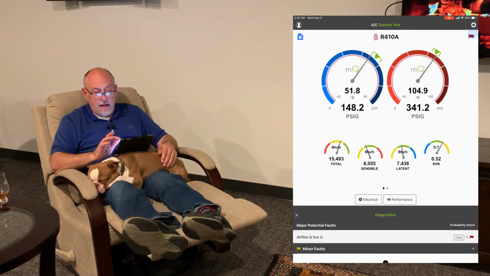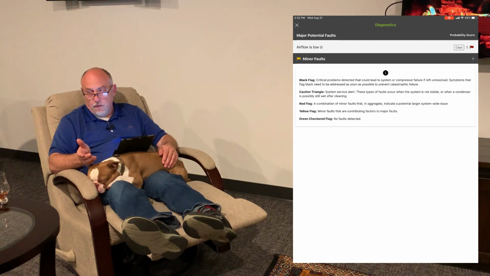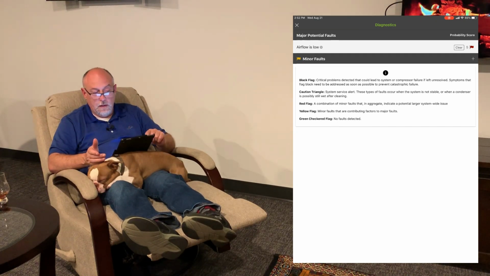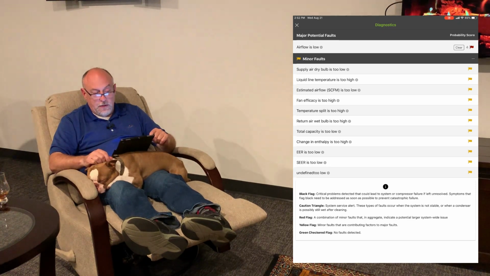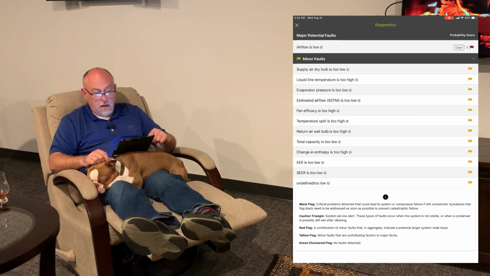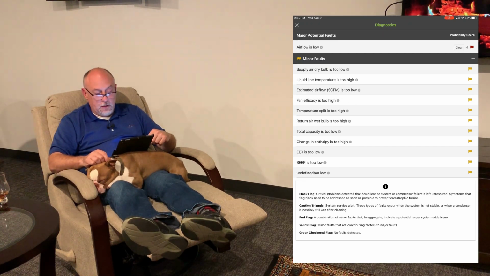Now, if we tap on the flag here, we'll see we have low airflow, and we have 5 symptoms of low airflow. We can open up those minor faults, and probably the 5 we'd pull out there: supplier dry bulb temperature is too low, our estimated airflow is too low, our fan efficacy is too high, temperature split's too high, total capacity is low. But all this is dynamic, and this is just calculating in real time on there.